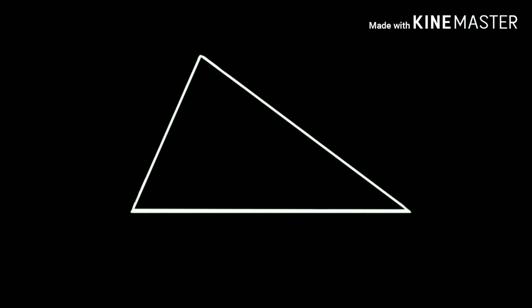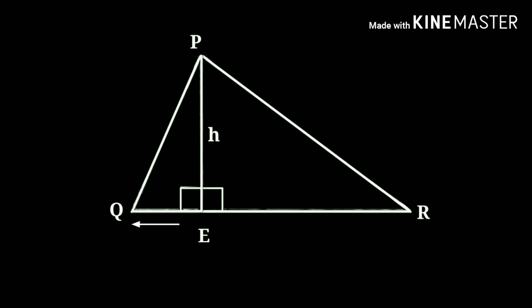Let us take a triangle PQR and drop a perpendicular from P onto QR, which intersects QR at a point E. This perpendicular, which is of h units length, is called the height corresponding to the side QR, which is of b units length. So finally, we have drawn a triangle of base b units and corresponding height h units.